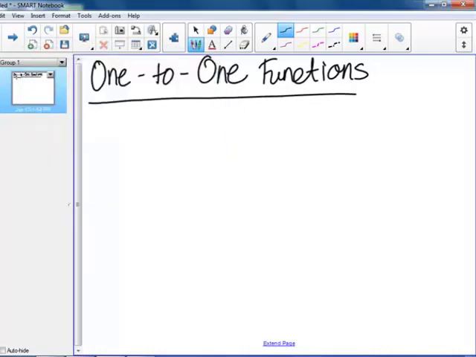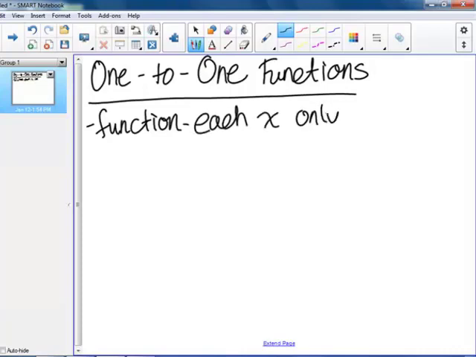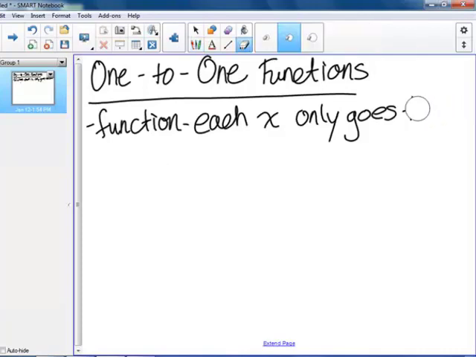So if you remember back to what a function is, I'm going to redefine what a function is. I'm sure I gave much more to it than just this, but basically for something to be a function, each x only goes to one y. So every x only goes to one y.